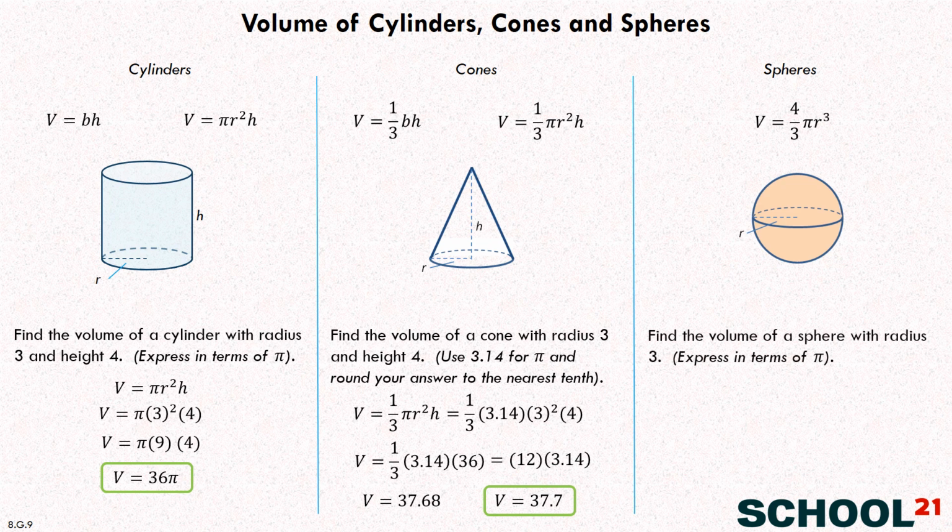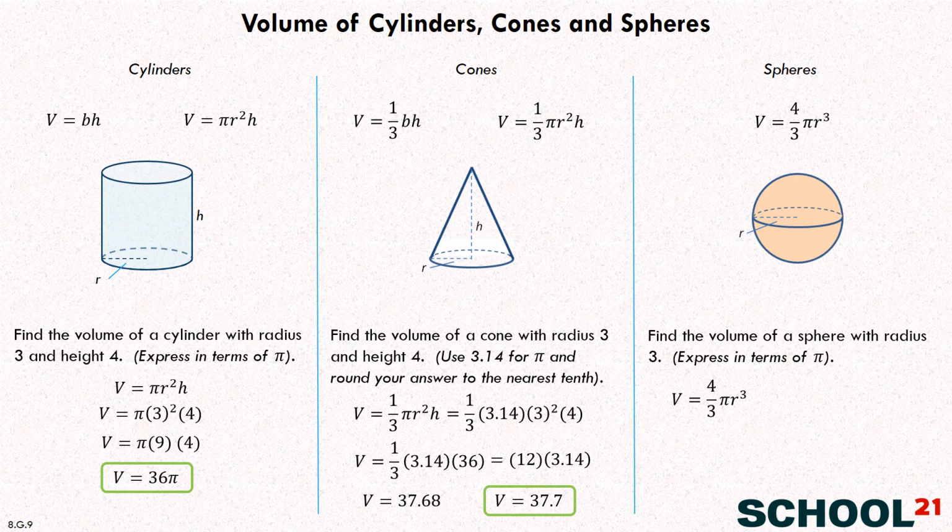Let's do one now for a sphere. Find the volume of a sphere with radius 3. And remember, they don't give us any other dimensions of a sphere because it doesn't have a height. All you need to know about a sphere is what its radius is. And here they're saying express in terms of pi. Okay, so we'll go ahead and use our formula, 4/3 pi r cubed.